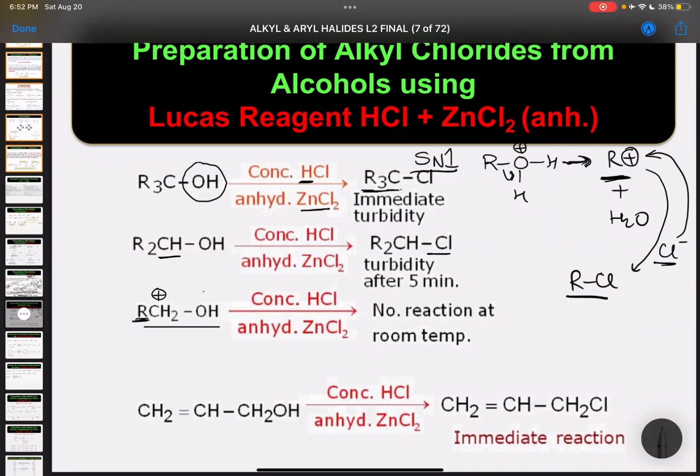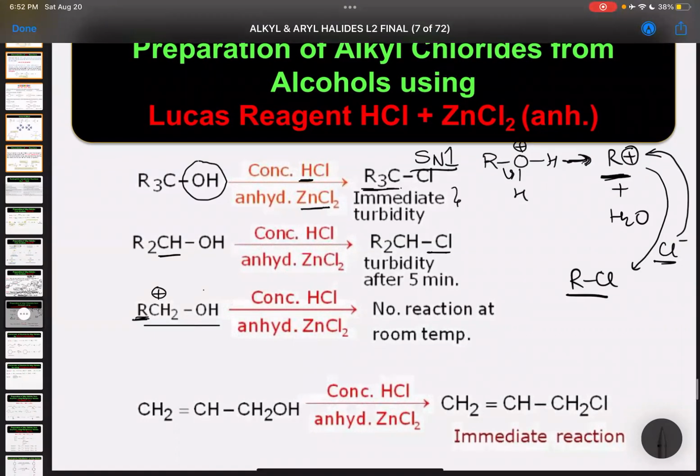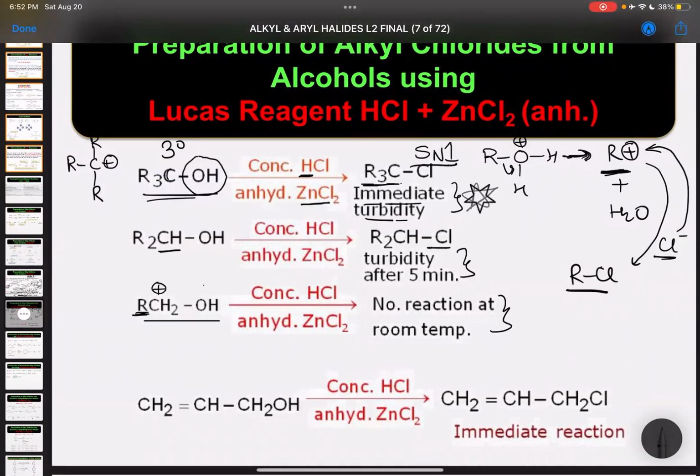Because of the stability of the carbocation, the speed of the reaction also changes. The reaction with the tertiary alcohol, 3-degree alcohol, in which the carbon is connected to 3 alkyl groups, happens very quickly. But how do you notice that the reaction has happened, what do you observe? That's what I want to ask.